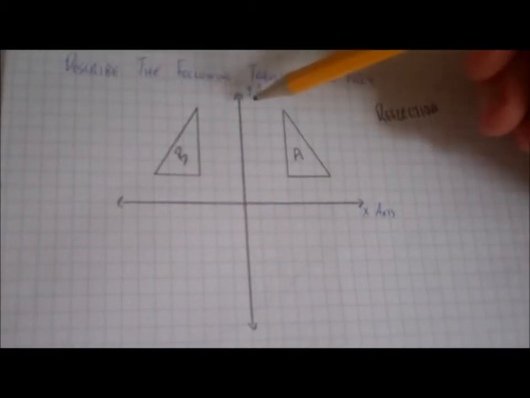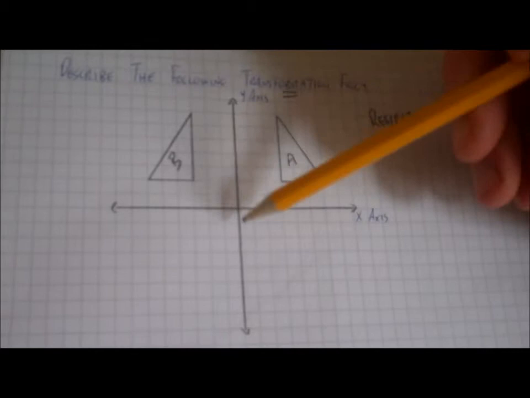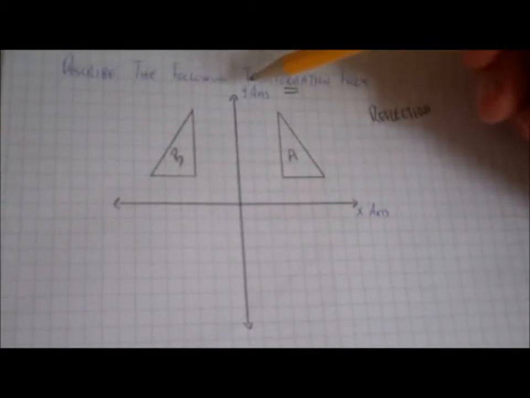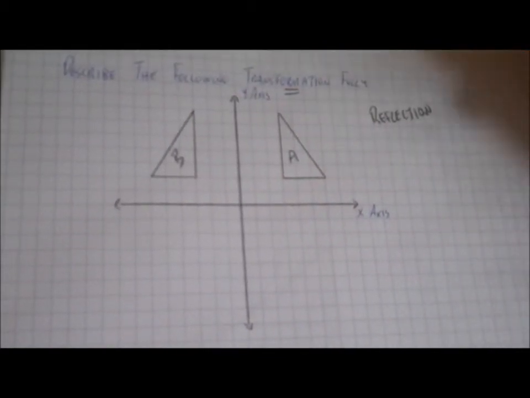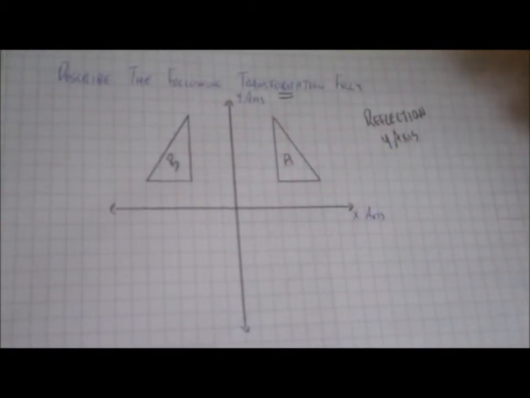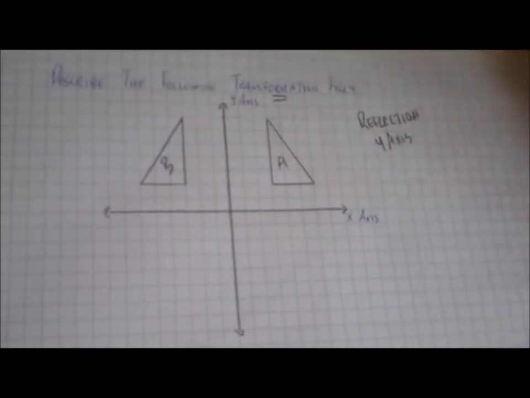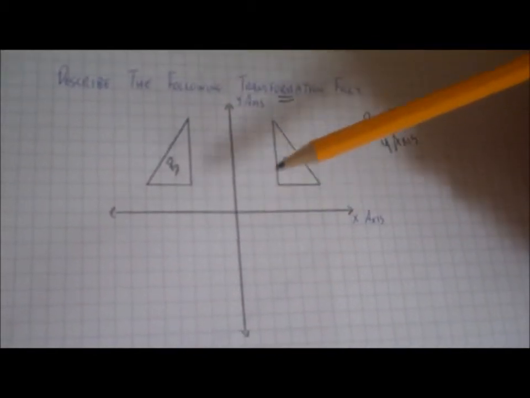So as you can see, the mirror line is on the 3rd box, 1, 2, 3, and it is already drawn for you. So the mirror line here is the y-axis. So that's all you've got to do there. To describe the transformation between A and B, it's a reflection and it's through the y-axis.